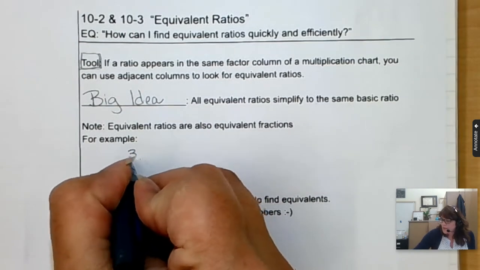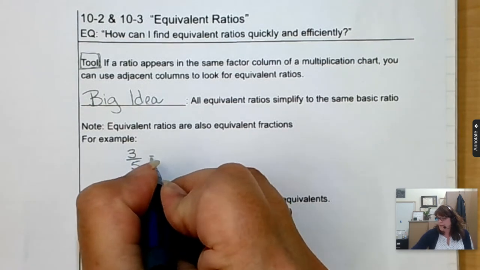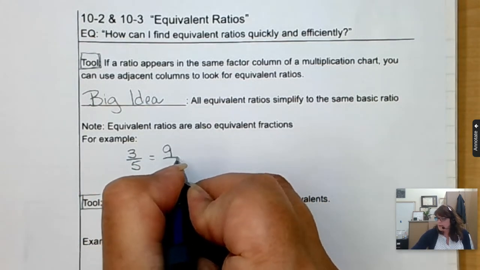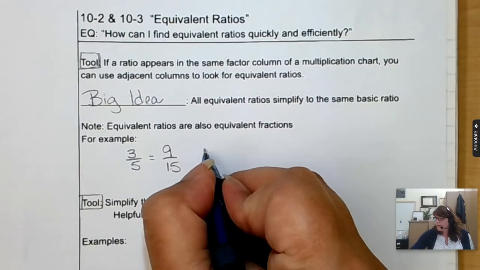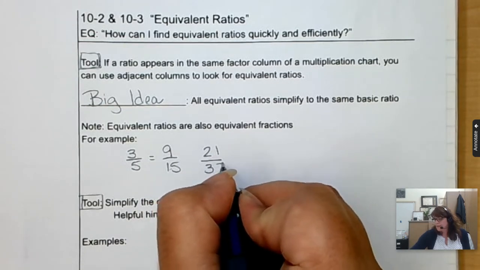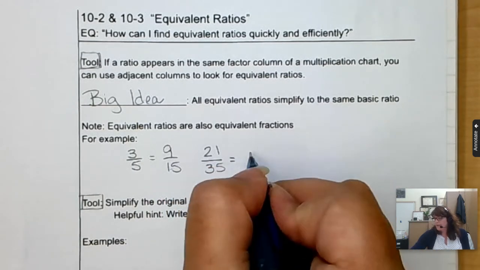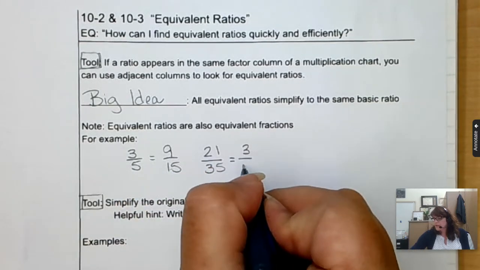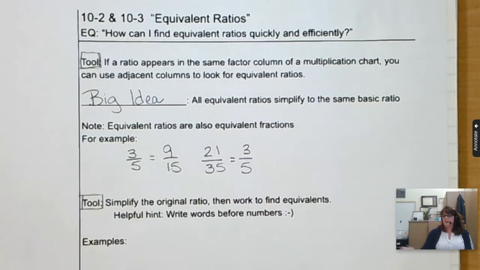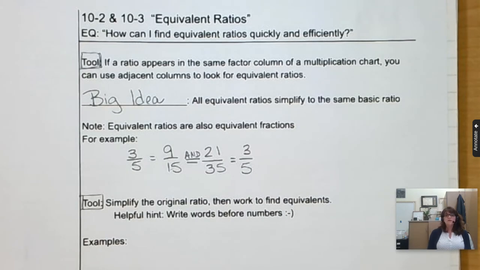So 3/5, if I multiplied by 3, would also equal 9/15. 21/35, if I simplify it, dividing by 7, also equals 3/5. So these are all equivalent ratios. That's all an equivalent ratio is.